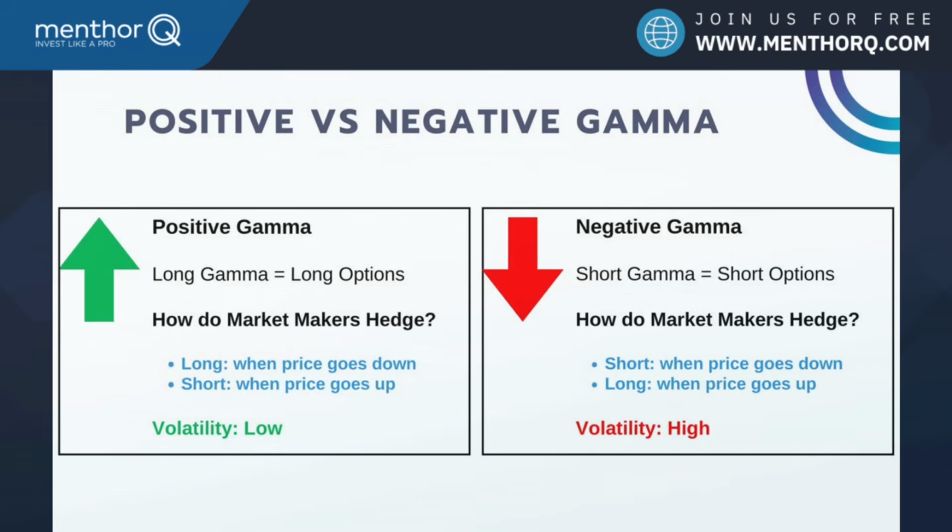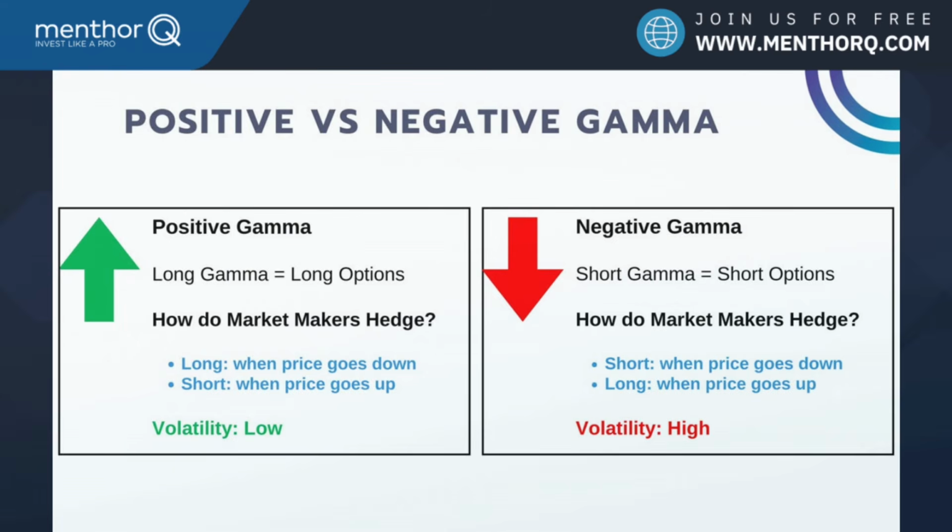And that brings us to the next slide. Why is this so important? Because we need to understand, also as retail traders, that if we are in a positive gamma environment, we can expect a certain outcome. If we are in a negative gamma environment, we can expect a different outcome.